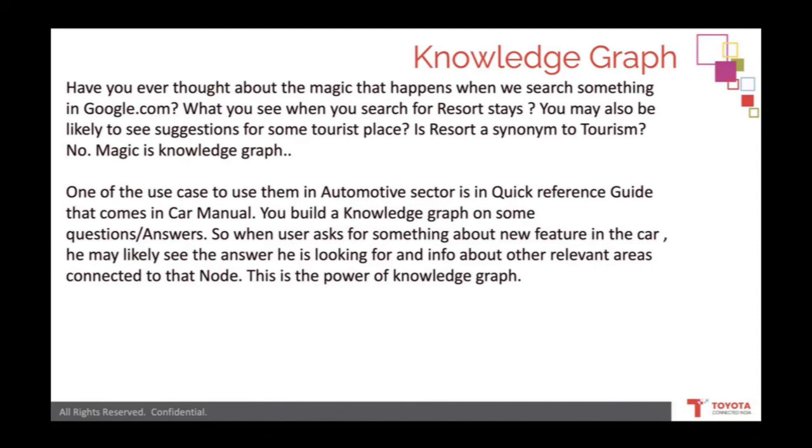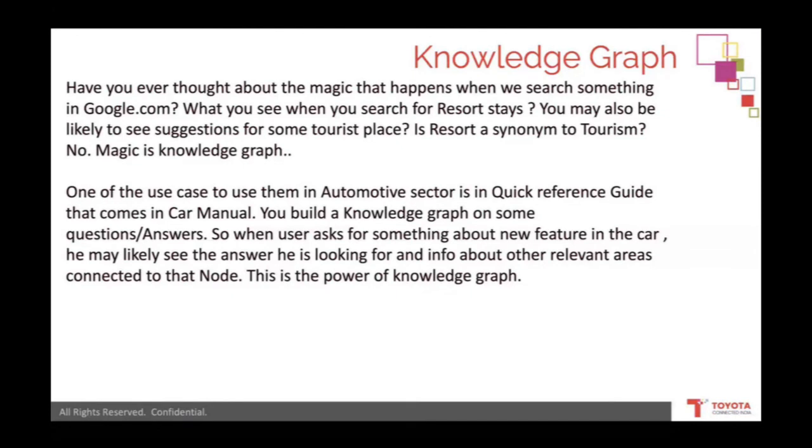Let's say you are searching for resort stays. The search engine will suggest some tourist places as well. We are just searching for resort stays, but the search engine can also recommend tourist places. But what is the magic? Resort is not a synonym of tourist, and tourism is not a synonym of resort. So it is not just a web scraping based technique, but the graph does the magic.